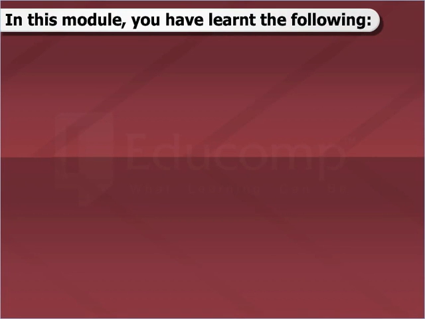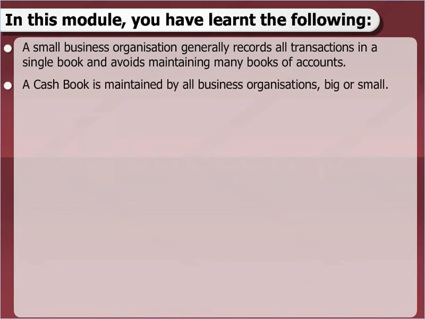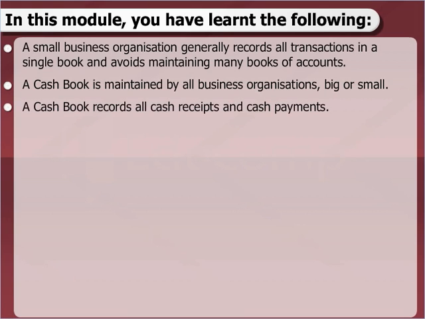In this module, you have learned the following. A small business organization generally records all transactions in a single book and avoids maintaining many books of accounts. A cash book is maintained by all business organizations, big or small. A cash book records all cash receipts and cash payments.